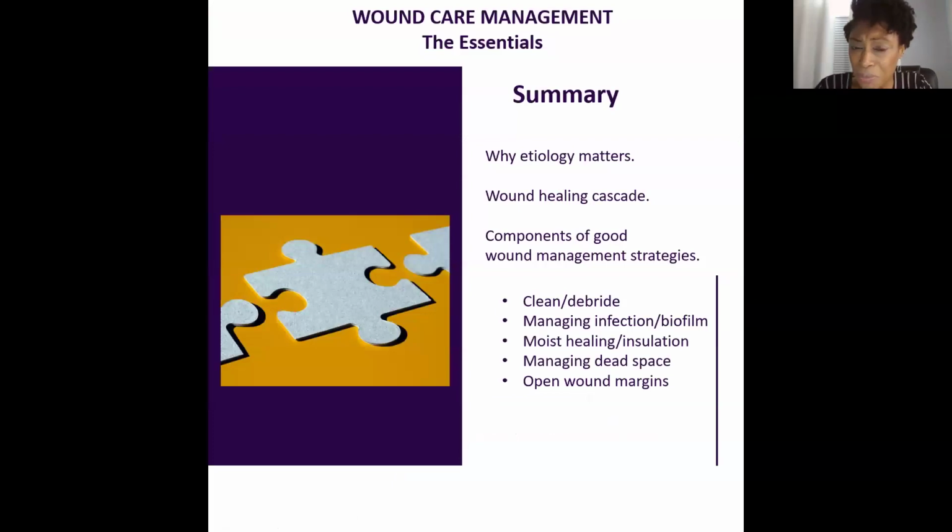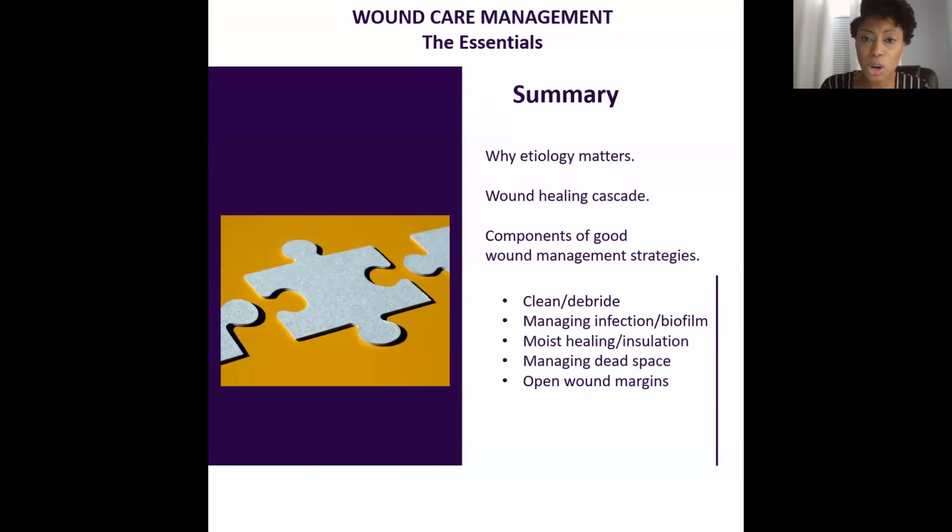So in summary, we've talked about why etiology matters. You can't solve a problem if you don't know what's causing it to begin with. And this is so true in wound care, especially since our patients are having multiple comorbidities. It is important to narrow down what is happening with your patient. We also discussed the wound healing cascade and why wounds are chronic. They're chronic because they are stuck in the wound healing cascade. They never have a chance to get out of it.